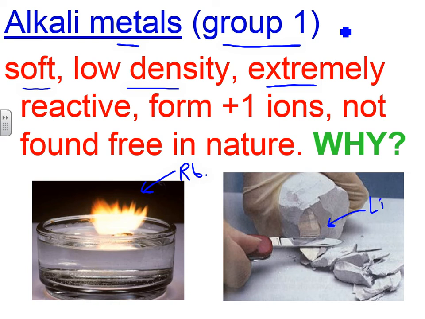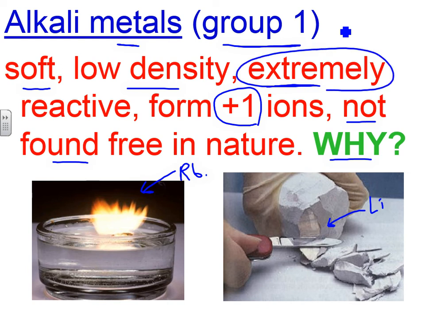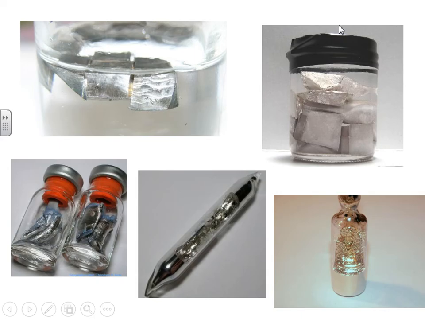And when they react, they form ions with a charge of +1. We'll see why this is the case a little later. Here it says they are not found free in nature. The question why is answered by the fact that they are very reactive. The reason for it is they are extremely reactive. That's why they are not found in nature as free. So here are the pictures of the 5 alkali metals we want to look at. This is the first one, lithium.